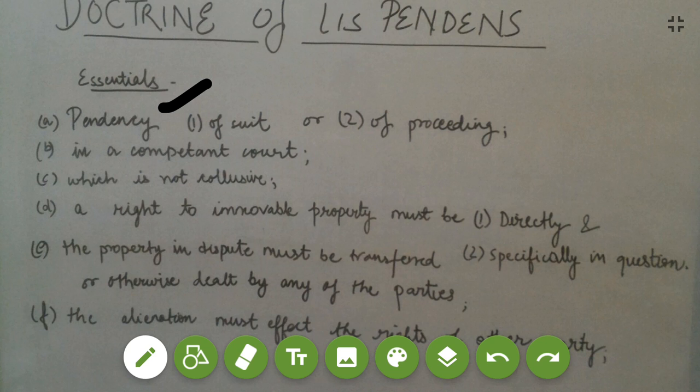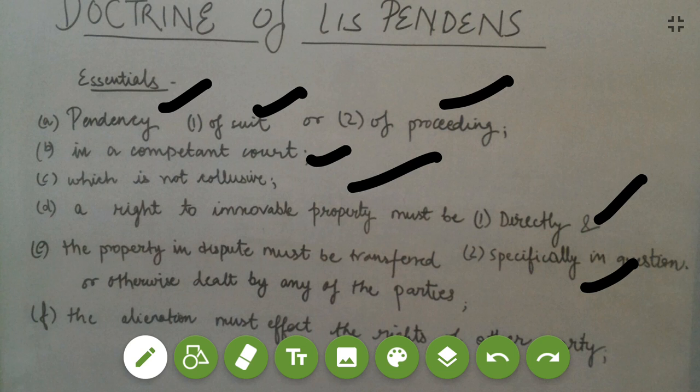Obviously, a suit or proceeding of the property should be pending in a court. Okay, that is सूट आपने फाइल कर रखा है, वो अभी पेंडिंग है, उसपे भी डिसीजन नहीं आया है, और कैसे कोर्ट में हो, कंपीटेंट कोर्ट में पेंडिंग हो, ठीक? ऐसे कोर्ट में पेंडिंग हो, which is not collusive, and a right to immovable property must be directly and specifically in question. यानी आपने जो सूट फाइल किया है, उसमें जो आपका इम्मूवेबल प्रॉपर्टी है वही डायरेक्टली और सब्सटेंशियली और स्पेसिफिकली इन इश्यू होना चाहिए, और किसी चीज के इर्द गिर्द सूट नहीं होना चाहिए.